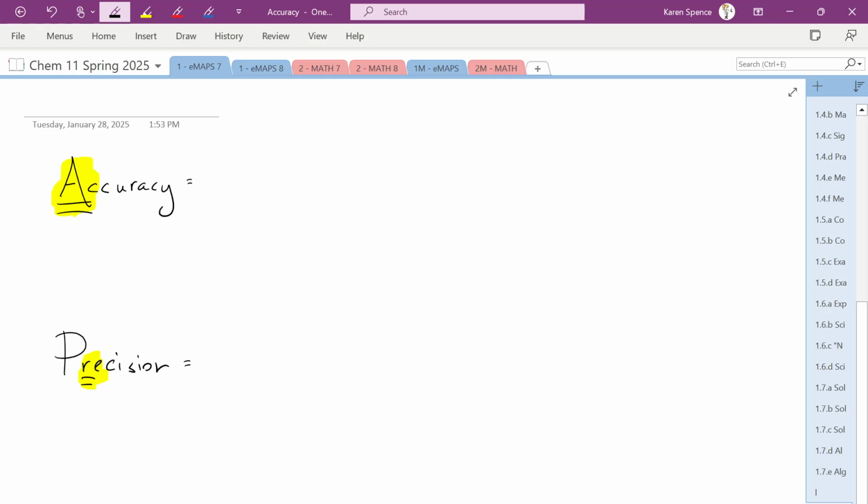Accuracy. What is accuracy? Anyone want to share their definition with us? How close a measurement is to the, and there's a reason that I double underlined the ac in accuracy, because it is how close it is to the actual value, okay?